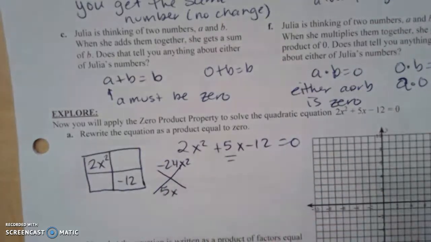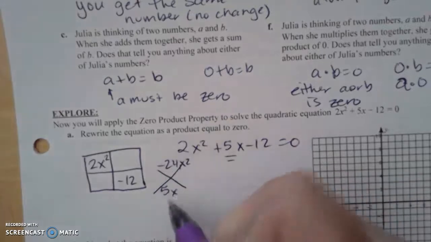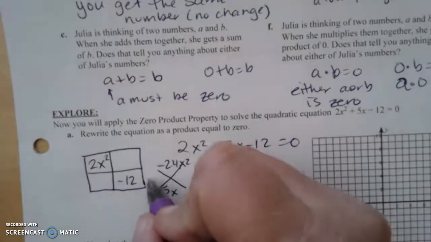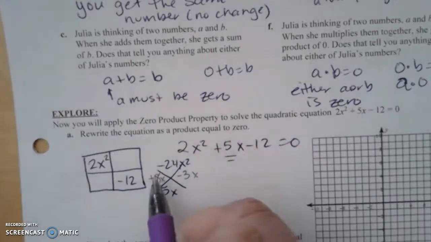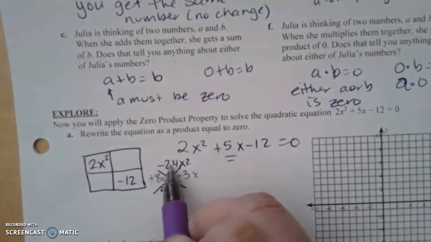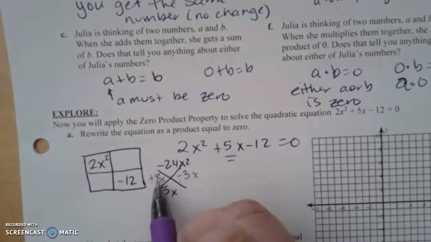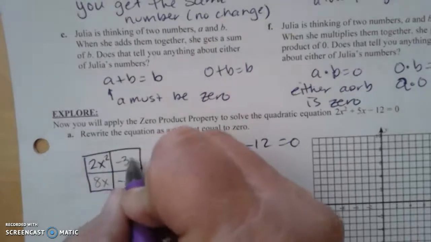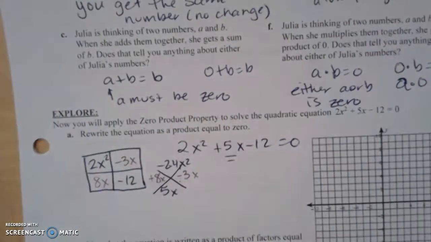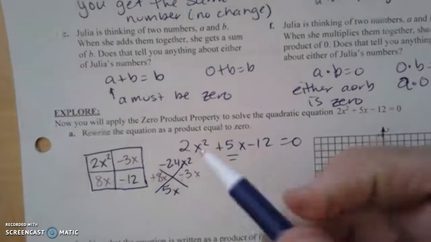So what numbers can we think of that multiply to 24 that we can get a 5 out of? How about positive 8x and negative 3x? A positive times a negative is a negative, and then 8 minus 3 is a positive 5. So here we're going to get an 8x and a negative 3x. So now we have to think, what numbers are we going to pull out of those?